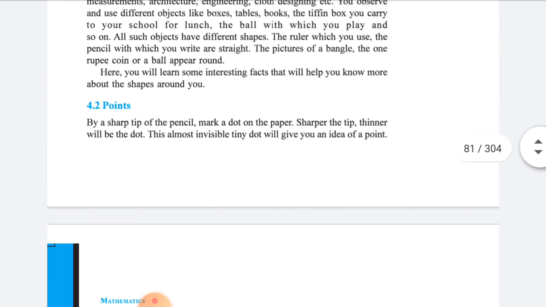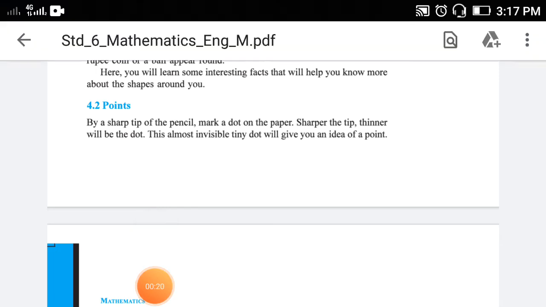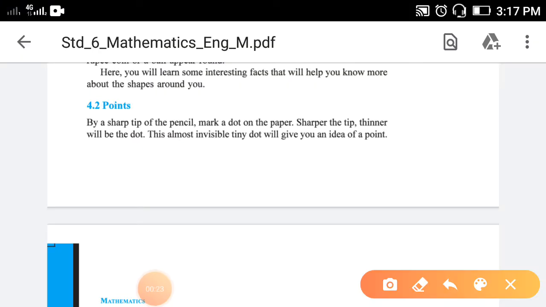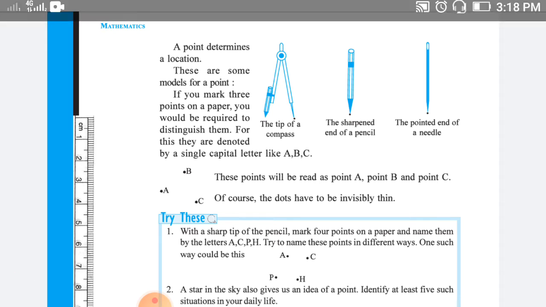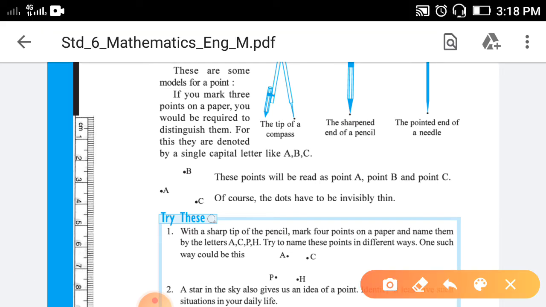First of all, point. What is the point? Tiny dot. It is known as a point. How to represent point? How to denote point? It is denoted by single capital letter A, B, C up to Z.